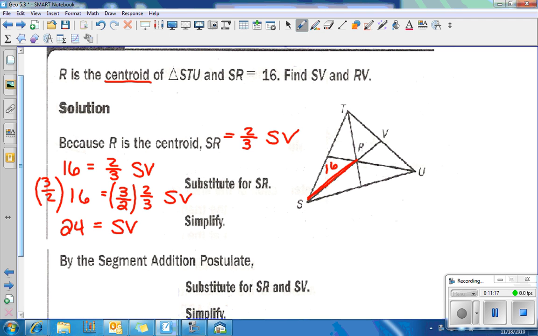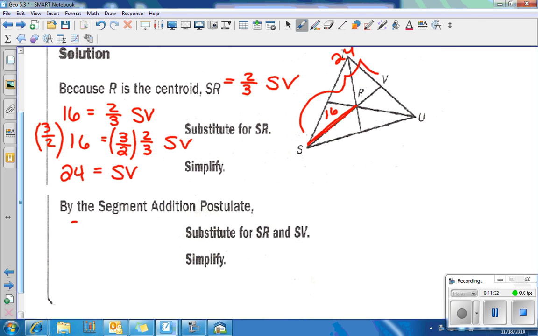Now I know that SV is 24. Everybody agree? So the whole thing is 24. If the whole thing is 24, and this little piece is 16, how do I find RV? You just subtract: 24 minus 16 equals RV. So RV is 8 units, whatever it is.